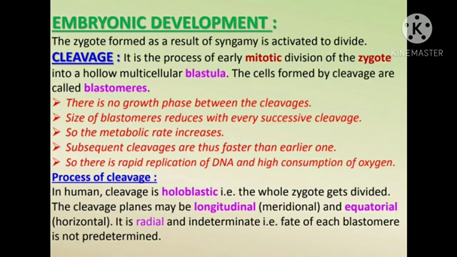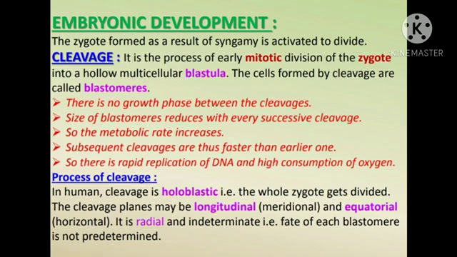Now, coming to the process of cleavage, in human, the cleavage is holoblastic. What do you mean by holoblastic? The whole zygote gets divided. The cleavage planes may be longitudinal or meridional, and equatorial or horizontal. Meridional is also the term used for longitudinal, and equatorial and horizontal are one and the same.